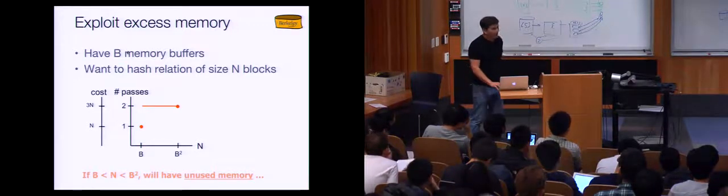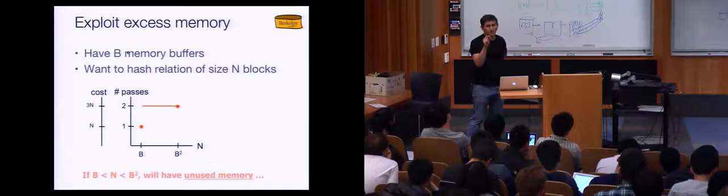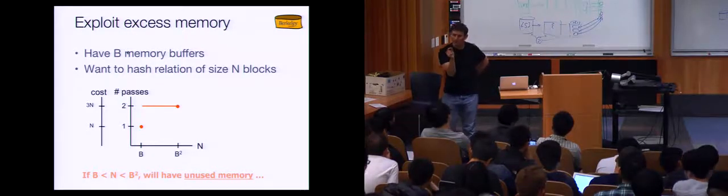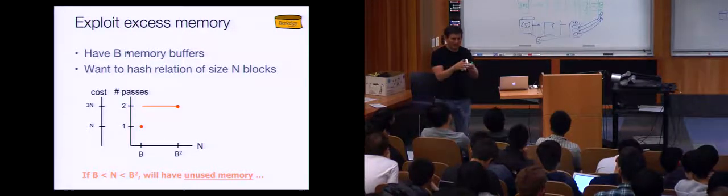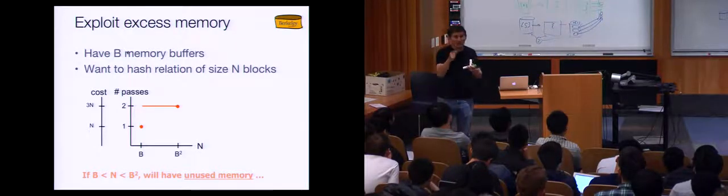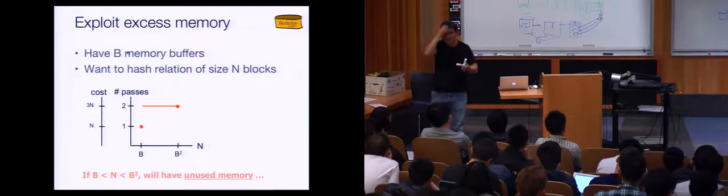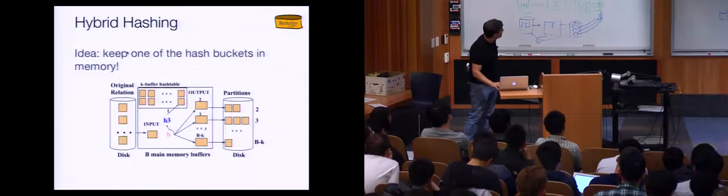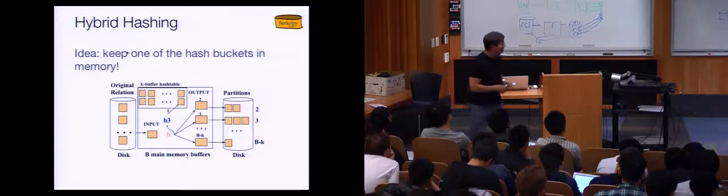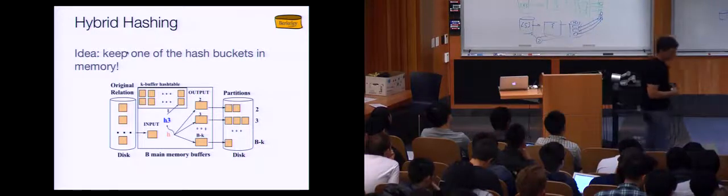In between that point, there's memory going to waste, because the partitions of the little relation will be little partitions for a while. When you partition something that's B plus 1 blocks into B pieces, they're going to be like 1 block each when you read them back in. It's kind of a waste of memory. So what are we going to do? Here's something clever. Why don't we keep one of the hash buckets in memory from the get-go?